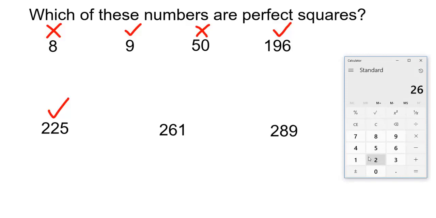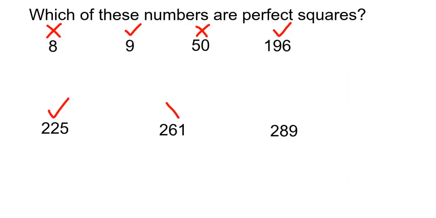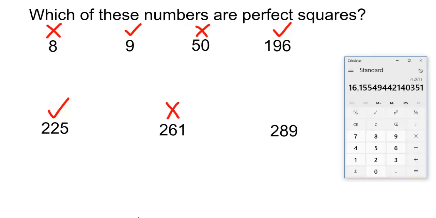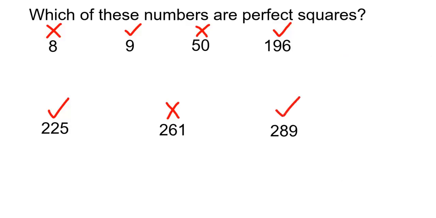Type in 261, push the square root button. You have 16.15. Therefore, 261 is not a perfect square. And finally, type in 289, push the square root button, you get 17, and therefore 289 is a perfect square.